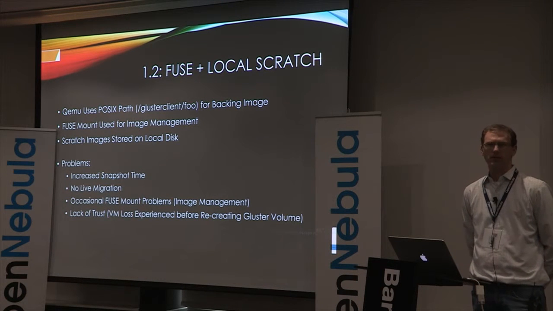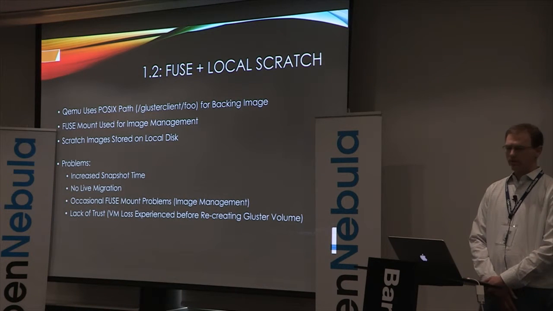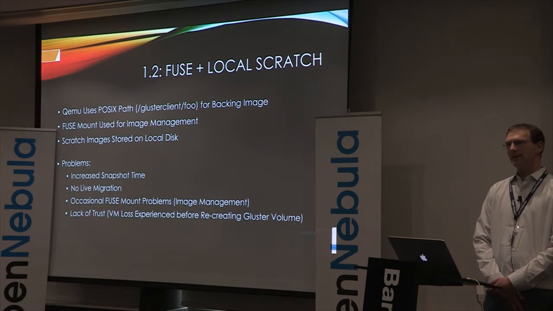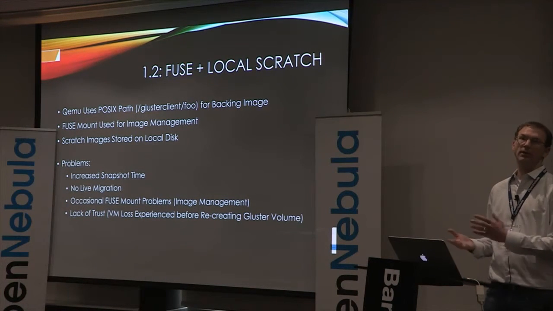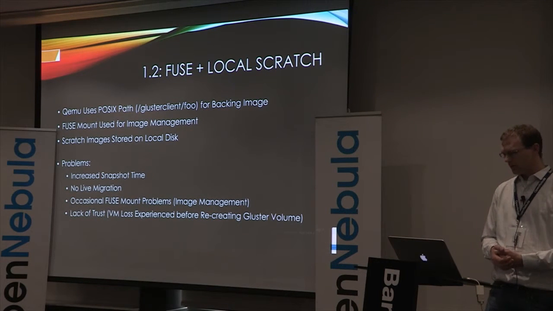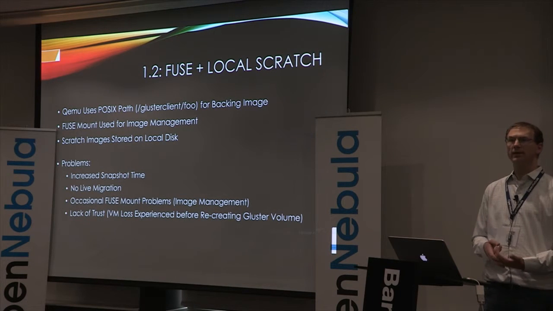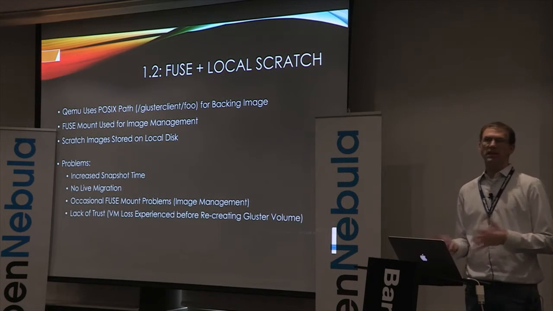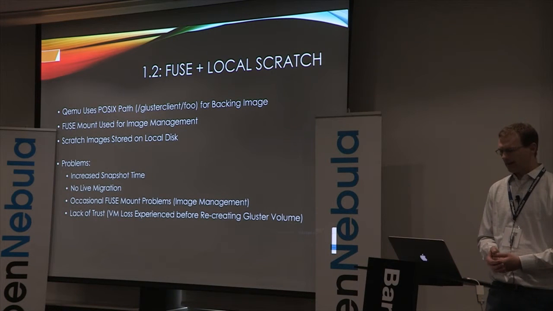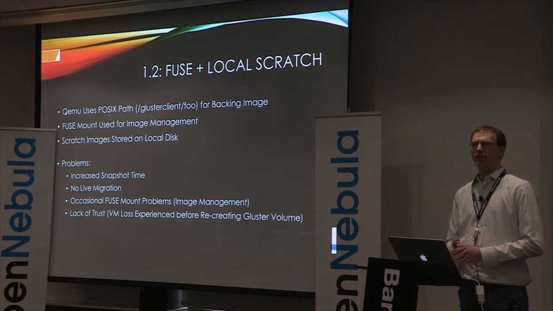This meant that snapshots took a little longer because we would have to copy those images out to our storage system when we wanted to save a snapshot. It also closed the door on live migration. We'd really like to be able to move VMs around when we notice that hardware is failing, and this approach would not support that. We did still experience some occasional fuse mount problems when cloning VMs or saving VMs. And generally we just don't trust Gluster at this point.